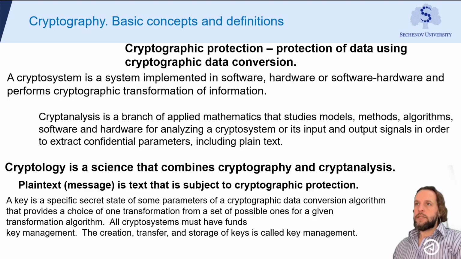Cryptographic protection is a protection of data from being used without decryption. A crypto system is a system implemented in software, hardware, or both software and hardware, and the system will perform cryptographic transformation of data. Cryptanalysis is a branch of applied mathematics that studies models, methods, and algorithms for how this software and hardware could be applied for data decryption and conversion into plain text.